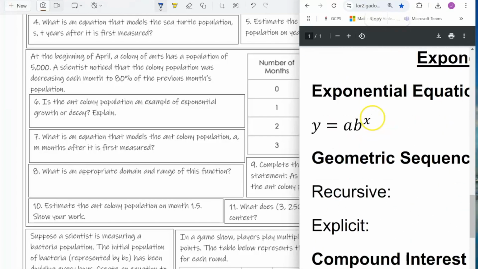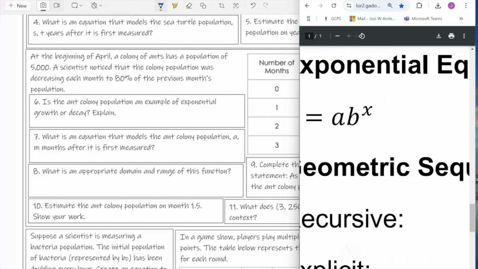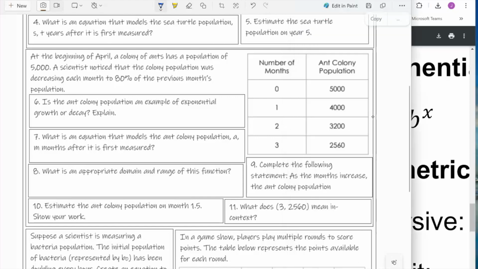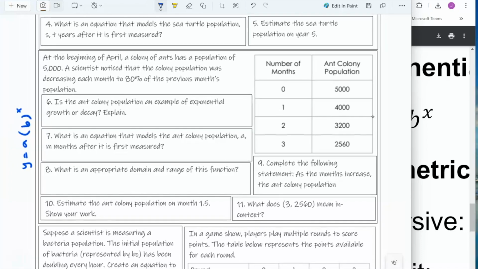If you forgot the formula, it is on the formula sheet. So you're looking for exponential equations, and here it is at the bottom left, y equals ab^x. You are responsible for knowing what y equals ab^x means. So let me just remind you once again. Okay, what does a mean?